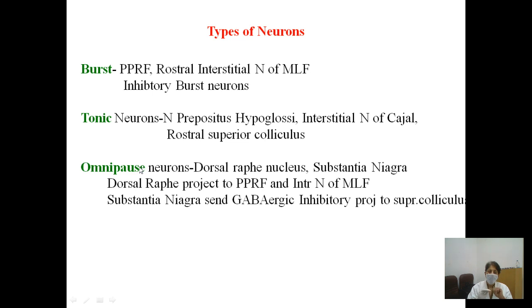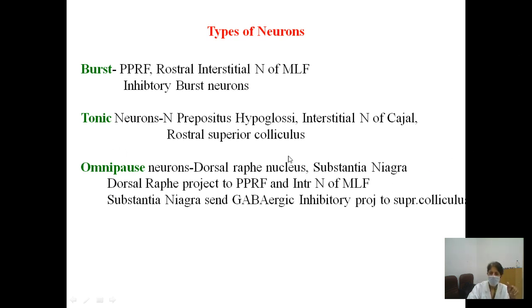Then, to prevent the eyeball from making unnecessary movements, you have neurons which are known as the omnipause neurons. These are neurons which are active all the time and are only suppressed when you get a command to make an eye movement. So omnipause neurons fire all the time. They are only inhibited when you have to make an eye movement.